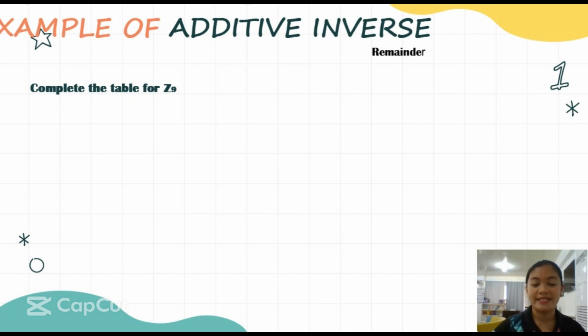So, here are the example of additive inverse using the Z9. So, ganina kay ano man to, kining Z3. So, karon mas nagapad ako taong number. So, sa Z9 na ta. So, here are the numbers less than 9: 0, 1, 2, 3, 4, 5, 6, 7, 8.